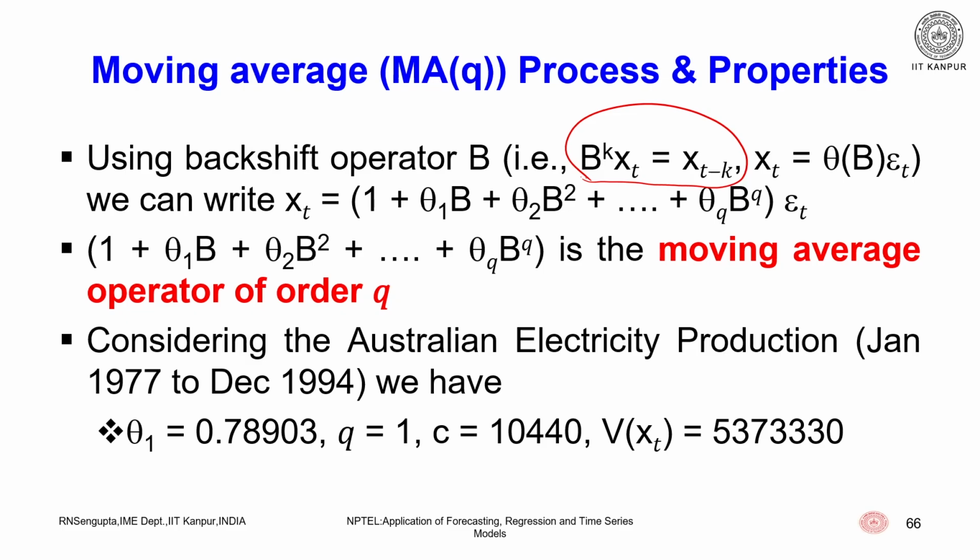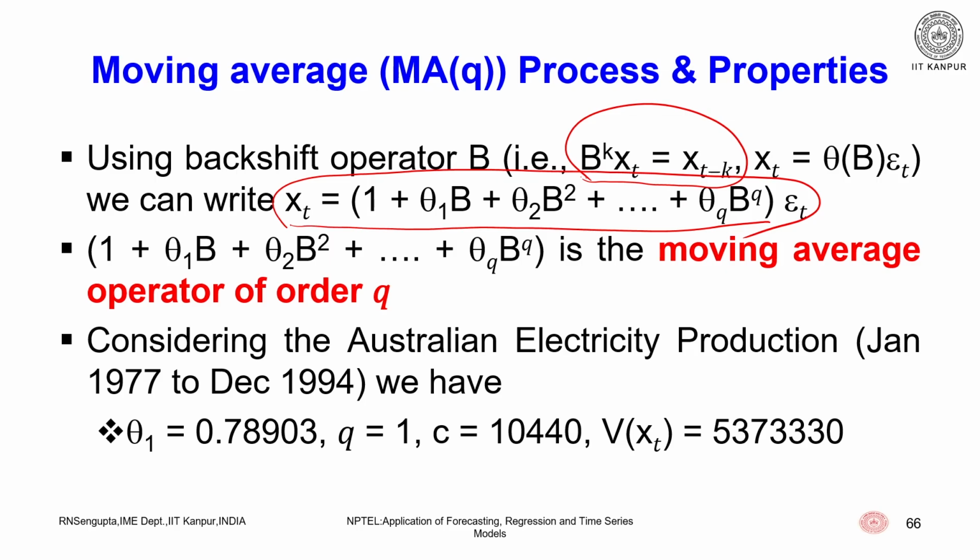So, b is 1, k is 1, it will be b into x t is equal to x t minus 1, b square means b square into x t is equal to x t minus 2, and so on and so forth. So, if I write x t in this form, as we had written for the auto-regressive process, the term in the curved bracket is basically the moving average operator of order q.